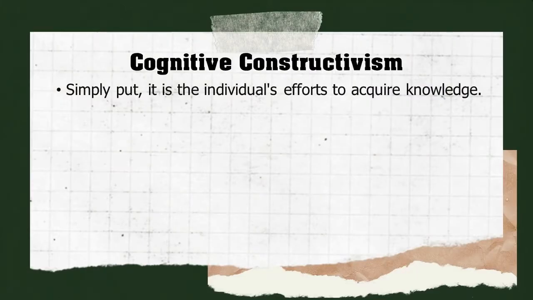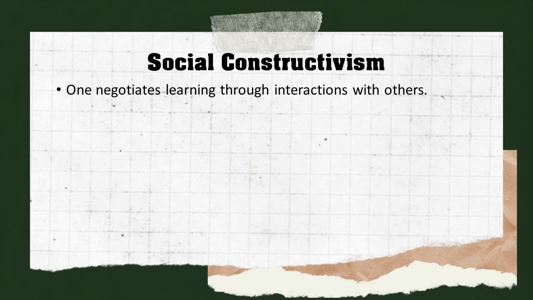There are two major branches of thought. Cognitive constructivism is the first one. Simply put, it is the individual's effort to acquire knowledge. Now, the second branch is social constructivism, where one negotiates learning through interaction with others.